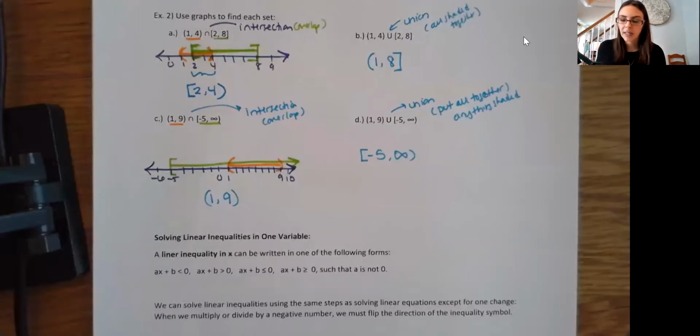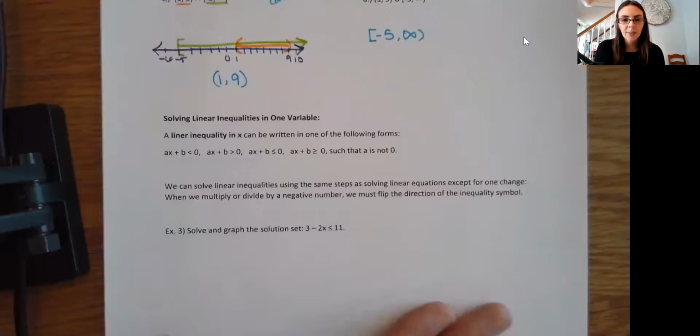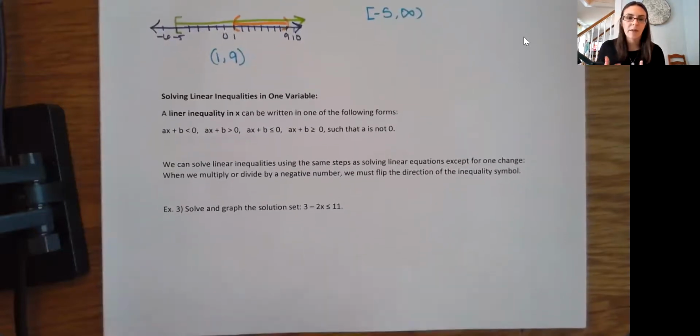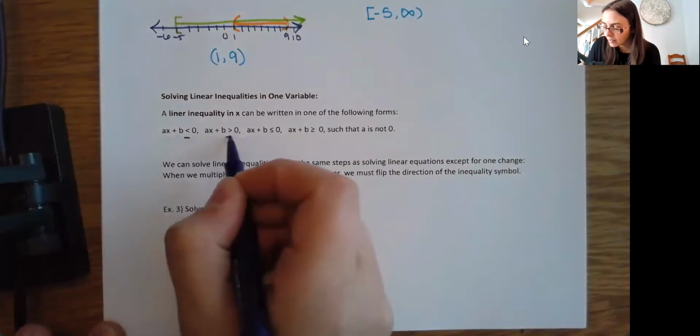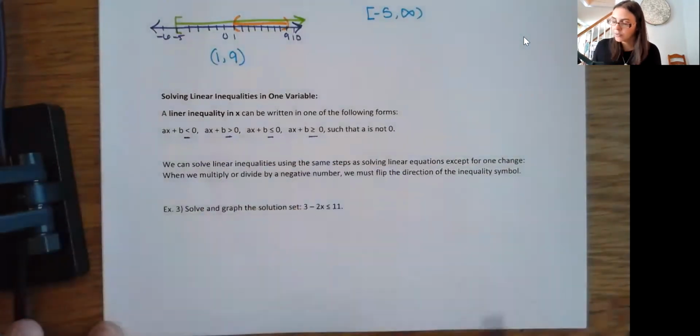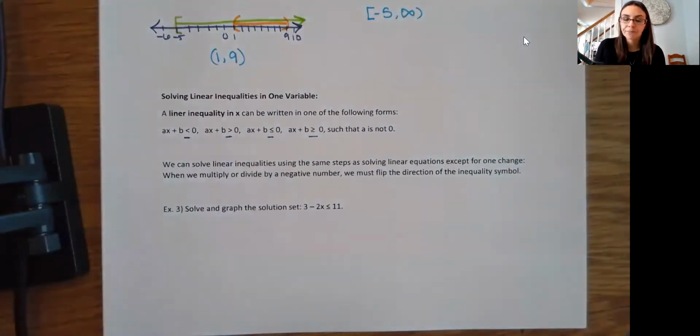Now that we have the introduction, let's actually get into solving. So we're going to practice solving linear inequalities in one variable. A linear inequality is really the same thing as a linear equation, except you have a less than, greater than, less than or equal to, or greater than or equal to sign as part of it. So you use all your same rules to solve as you use for solving equations, except for one change.